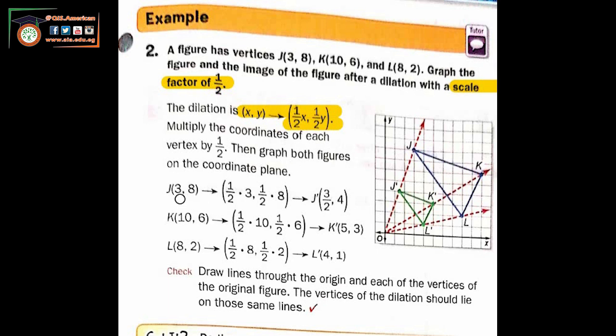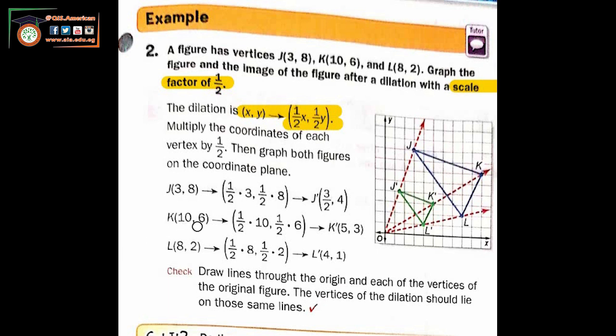So the first point is J, which is 3 and 8. 1 over 2 multiplied by 3 — what is half of 3? It's 1.5, or just multiply 3 by 1, which is 3, and 2 times 1, which is 2. So the x is going to be 3 over 2. 1 over 2 multiplied by 8, what is half of 8? It's 4. So you can write it as a fraction or a decimal.